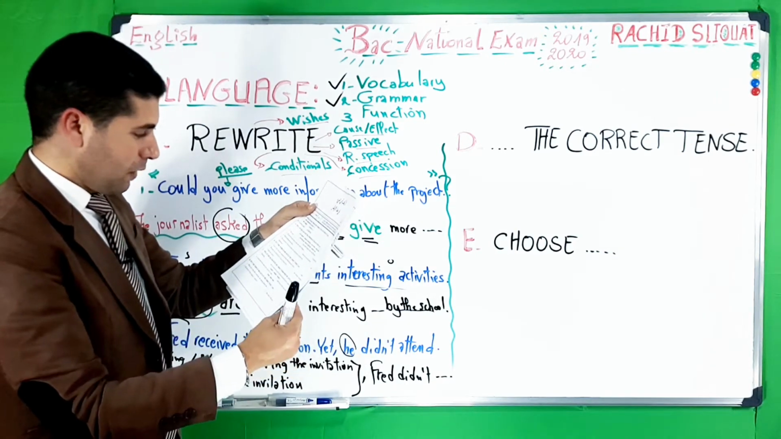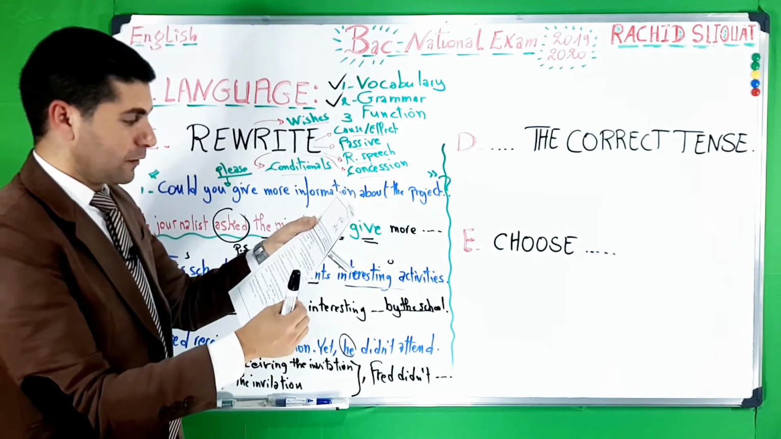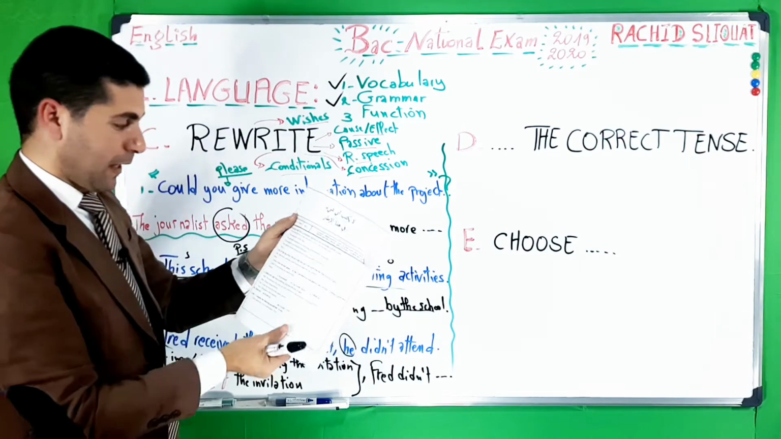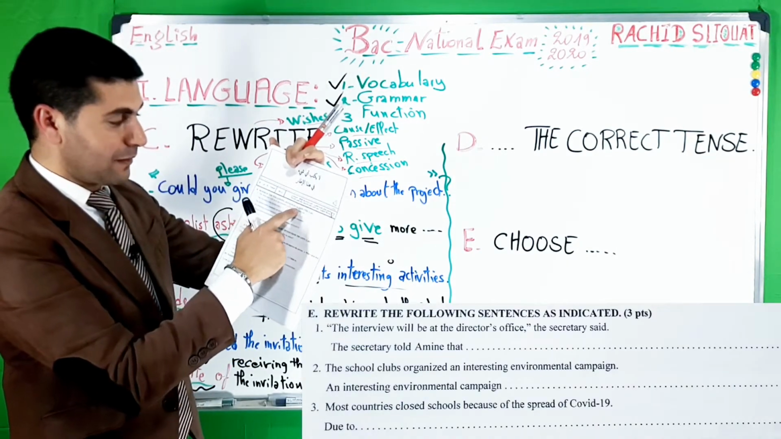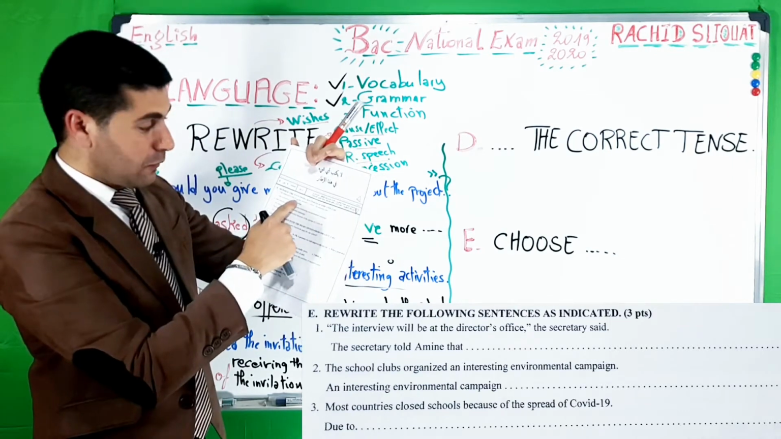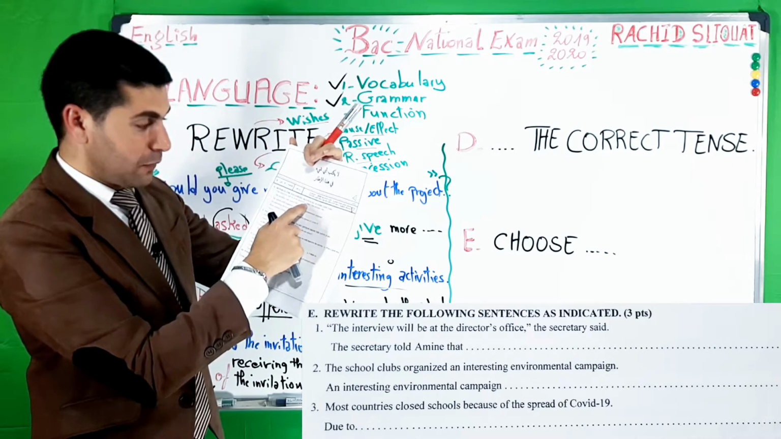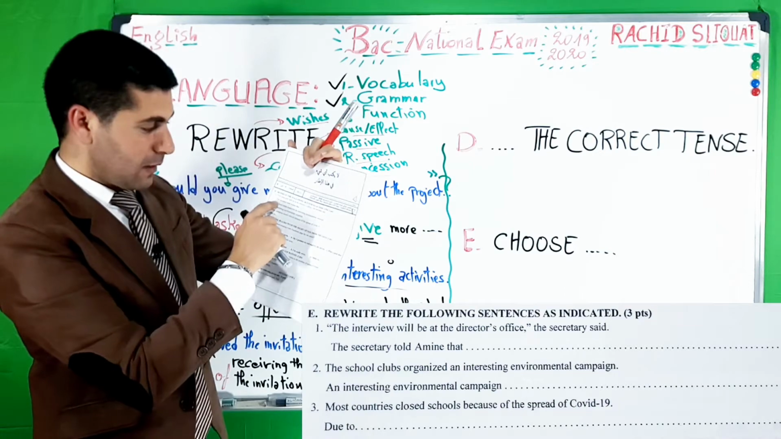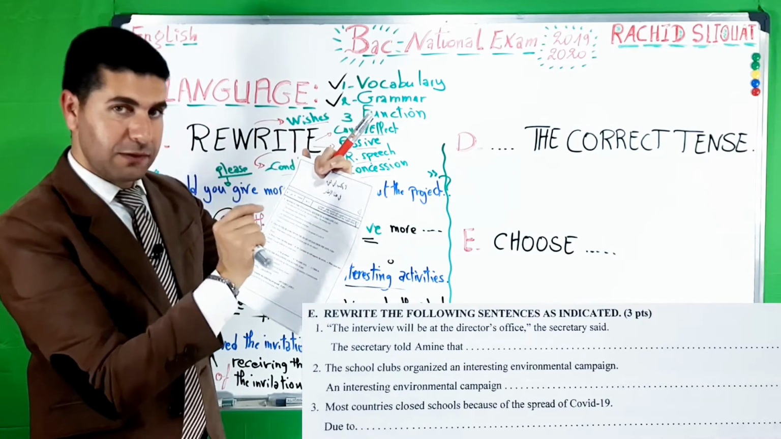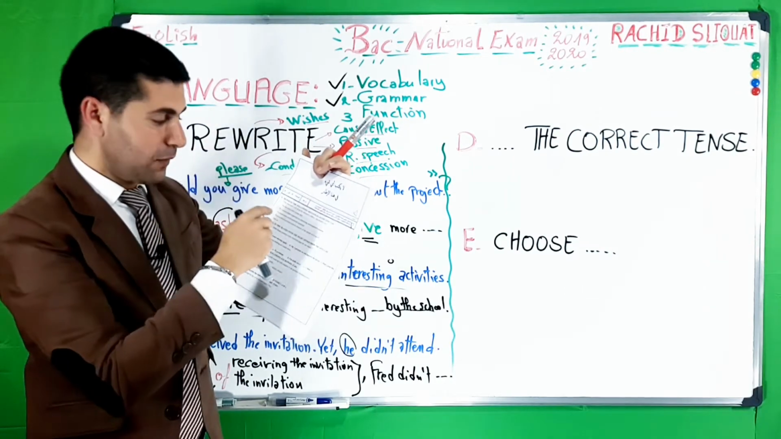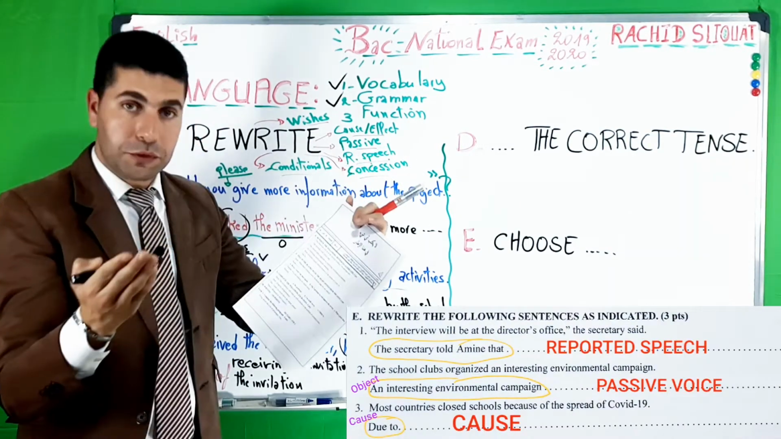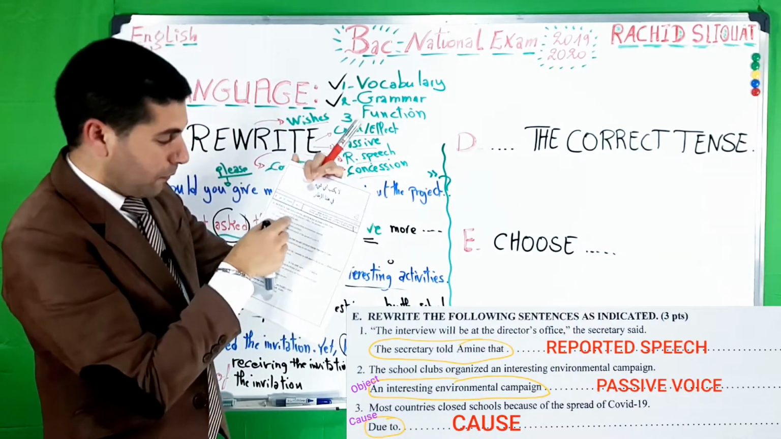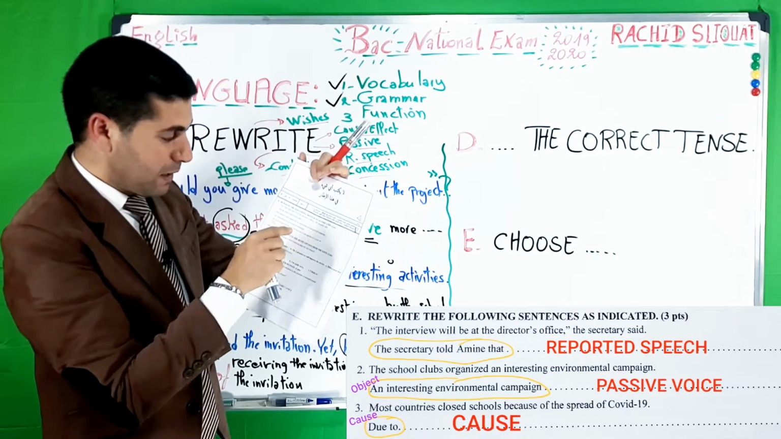Let's go to another one. Let's go to the 2020 exam again. Oh, this is catch-up exam. Here we have again the same exercise, but it is in exercise E. Rewrite the following sentences as indicated. The interview will be at the director's office, the secretary said. The secretary told Amin that. So this is very simply the reported speech. So reported speech from this sentence. The secretary told Amin that.